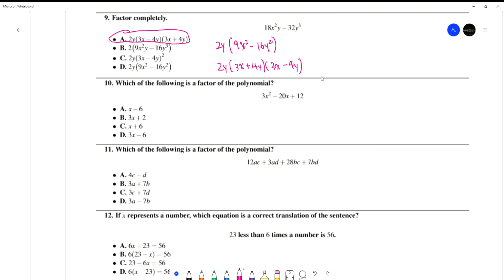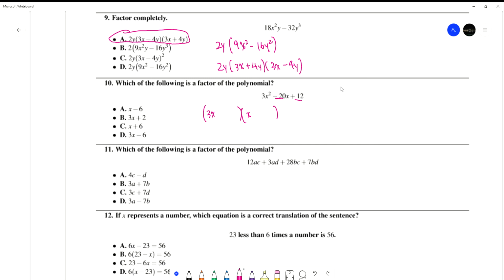Number 10, the past several versions I've been showing you just the trial and error method, right? And hopefully you all are better at it, right? Okay, so 3x squared, you can only get that by doing 3x times x, right? Now the thing to watch out for is the b here is a negative 20, while the c is positive. That means they're both negatives, okay?